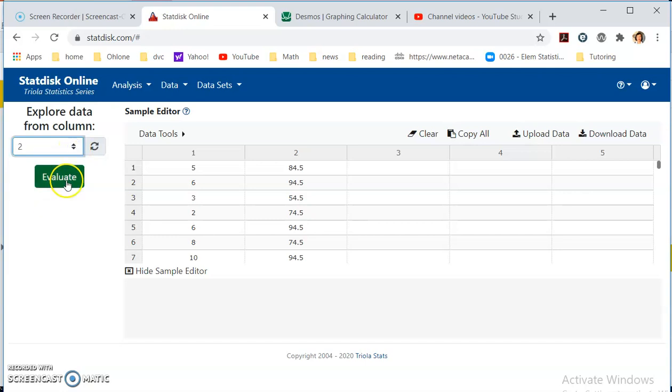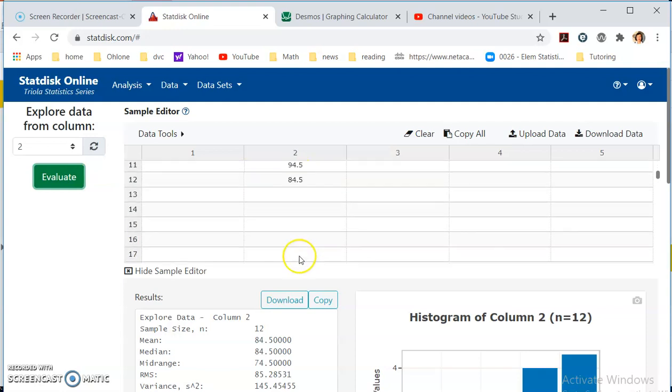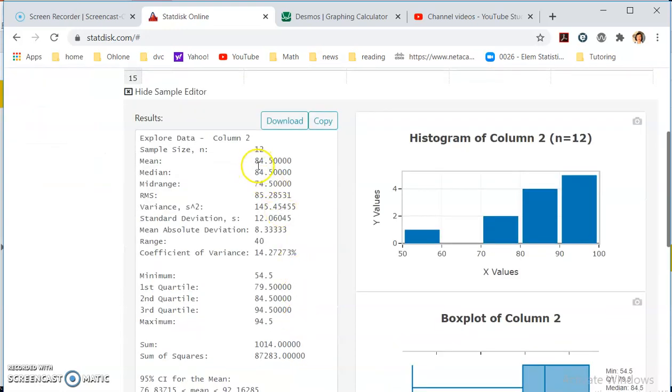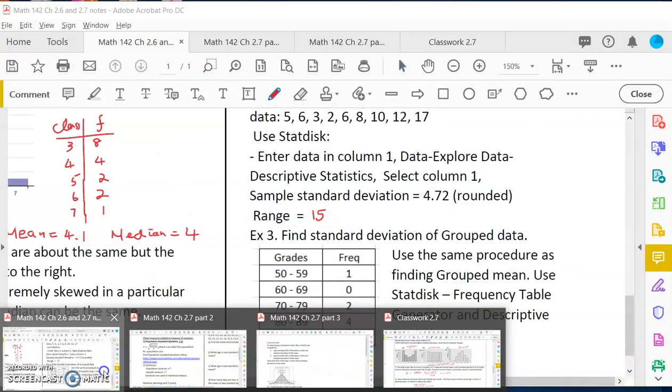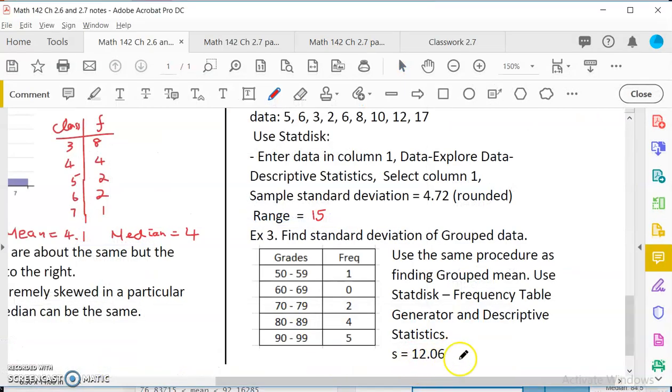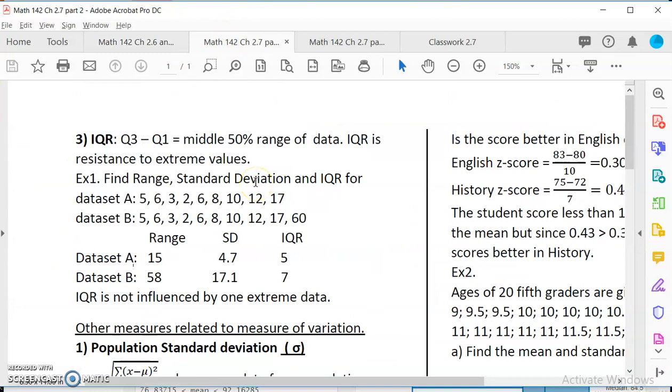So the data is here, and we find the mean is 84.5, like last time. And then the standard deviation is right here, S, 12.06. That means 12.1. So go back to the paper and put in 12.06 or 12.1. Usually we round it to one decimal place. And then continue with the topics.